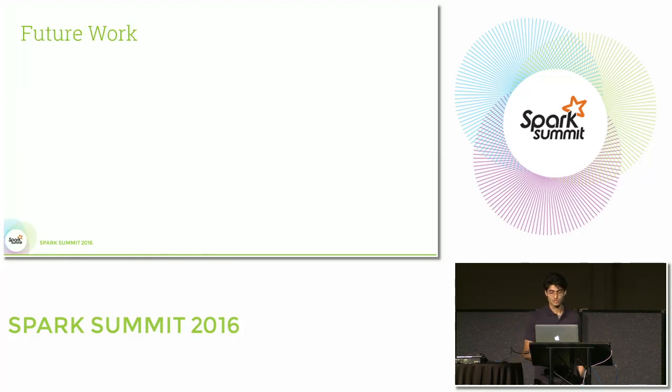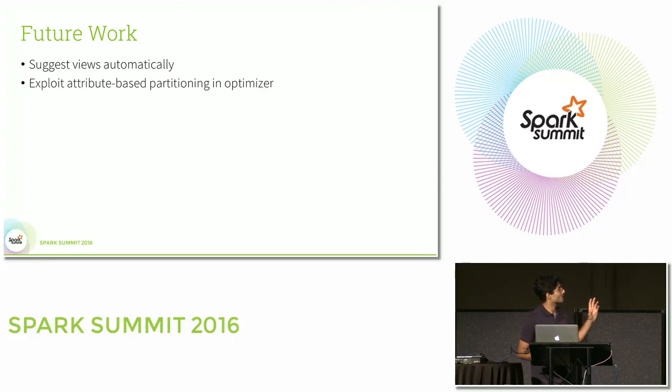Okay, so I'm almost done. There's a few things that we're interested in working on next. There's some things in research, so we can suggest views automatically. We want to exploit the fact that there are actually attributes and even partitioned attributes for making the optimizer faster. We also want to make sure that we can scale down as well as scaling up.